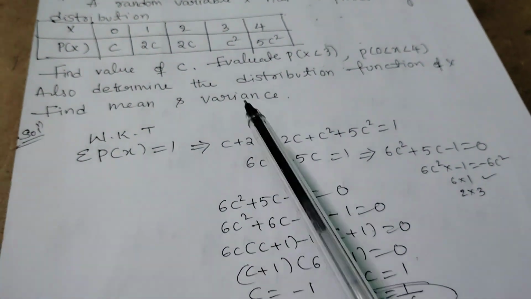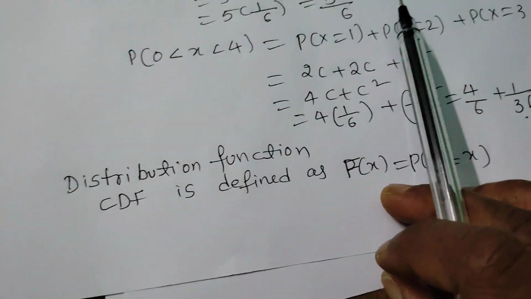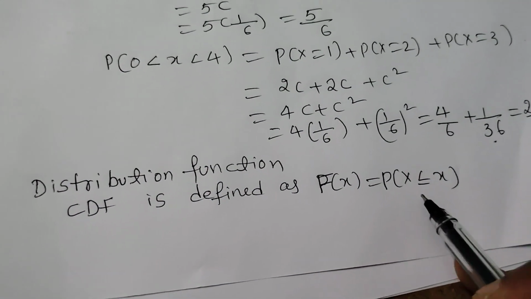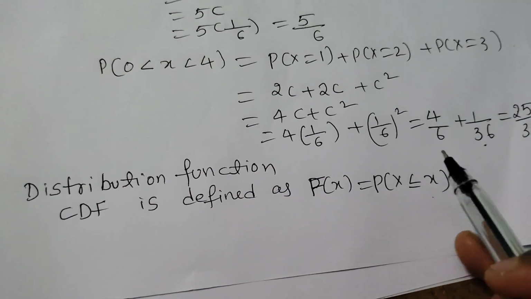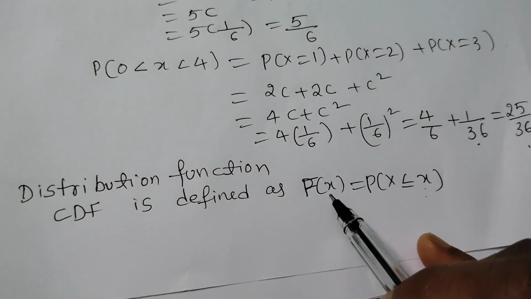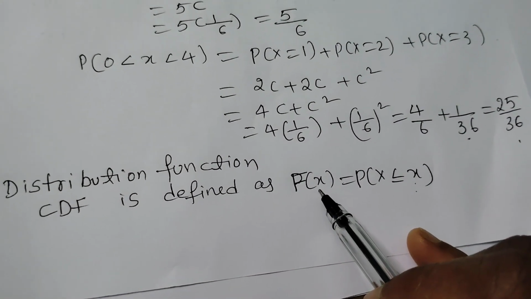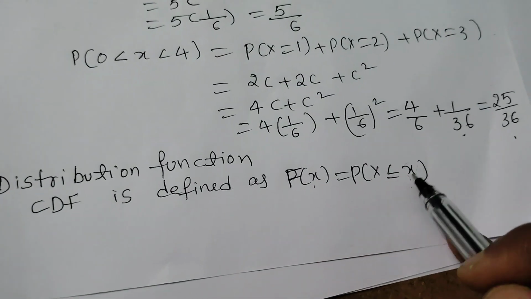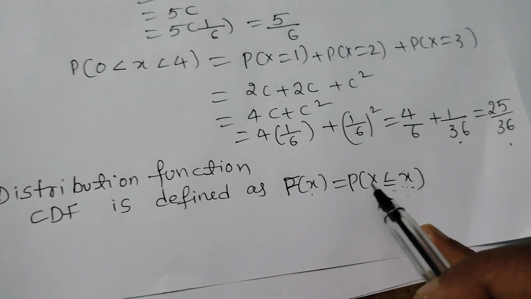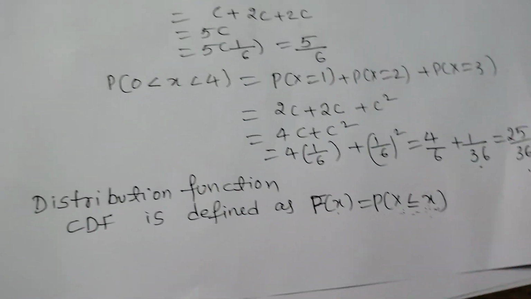They asked for the distribution function. Distribution function is nothing but the cumulative distribution function, so we can write that function as P of X less than or equal to x. That means for 0, if you want to find the CDF, we need to substitute 0: P of X less than or equal to 0. Next, P of X less than or equal to 1, and like that we need to find the rest.